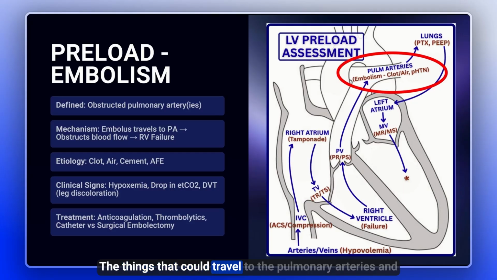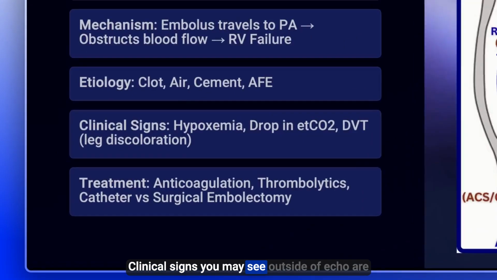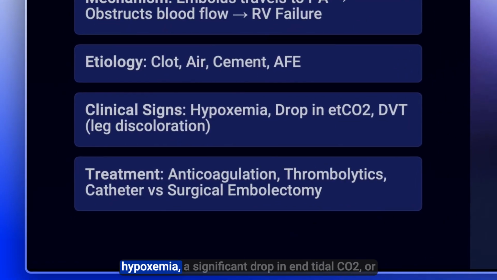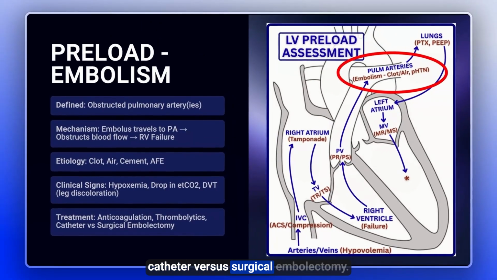The things that could travel to the pulmonary arteries and obstruct blood flow are clot, which would be a pulmonary embolism, air, cement, or an amniotic fluid embolism. Clinical signs you may see outside of echo are hypoxemia, a significant drop in end-tidal CO2, or you may see a DVT present with leg discoloration. Some of the treatment options available are anticoagulation, thrombolytics, and catheter versus surgical embolectomy.